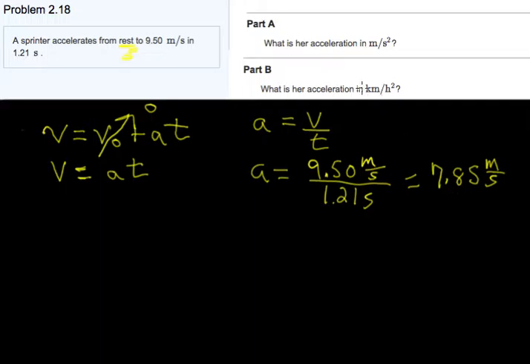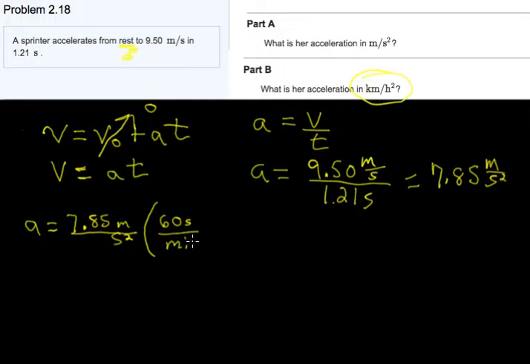And now the second part we can just treat as a conversion like we did in chapter 1. So a equals 7.85 meters per second. And there's 60 seconds in a minute. Oops, this is meters per second squared. I forgot my squared there. And that actually becomes really important right here, because that's seconds squared, I need to square the whole thing here. And there's 60 minutes in an hour.